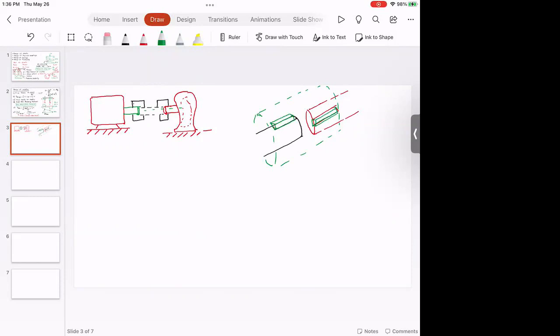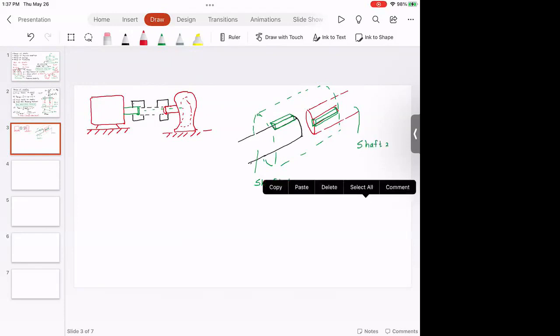So something like this. So we have this coupling. This is shaft 1. This is shaft 2. And we have key here. And key here.